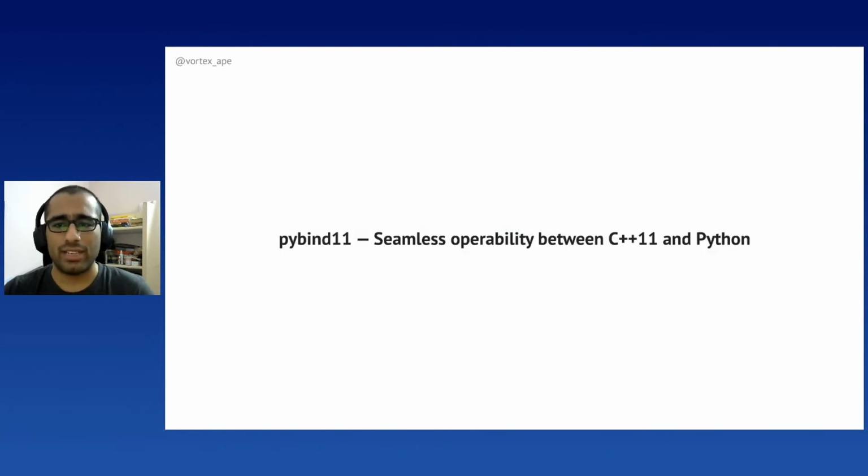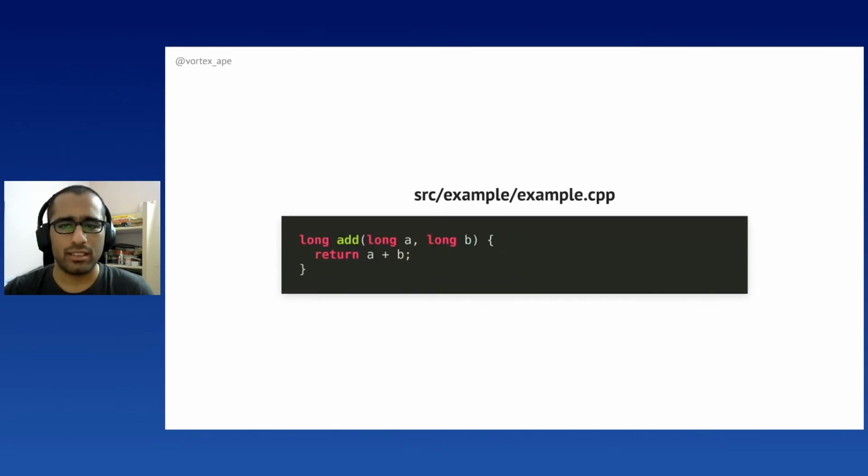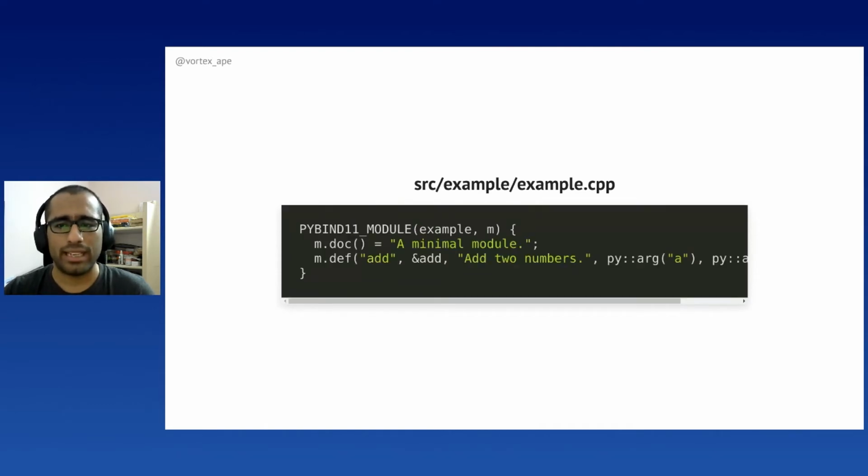Now let's look at how we can create the same extension module using PyBind11. PyBind11 is a lightweight header-only library that exposes C++ types in Python and vice versa. We can use it to easily create extension modules on top of existing C++ code. So this time we create an example.cpp and include the PyBind11 header file instead of the Python.h from before. We create an add function, which takes in two long integers a and b and returns the sum, which is also a long integer. And finally, we use the PYBIND11_MODULE macro to initialize the module.